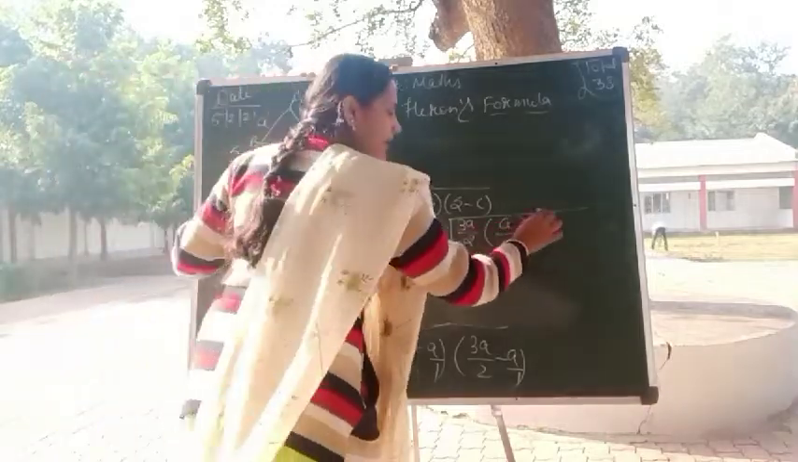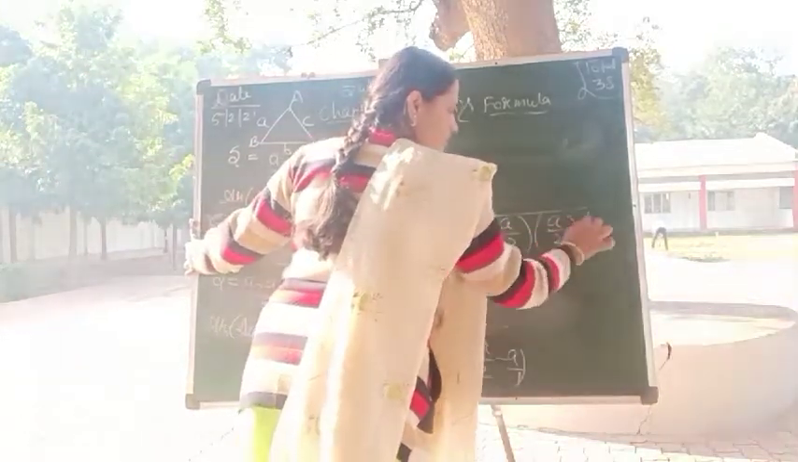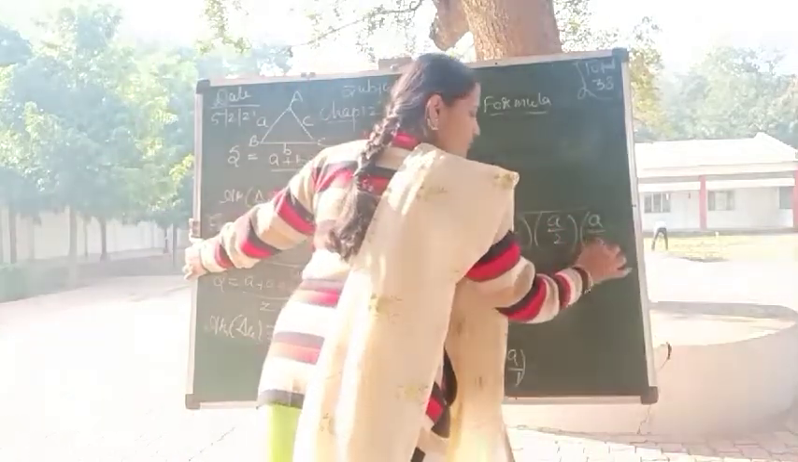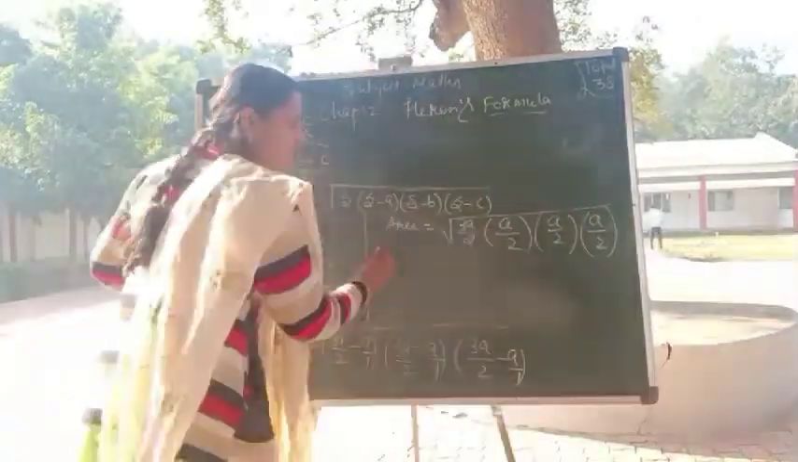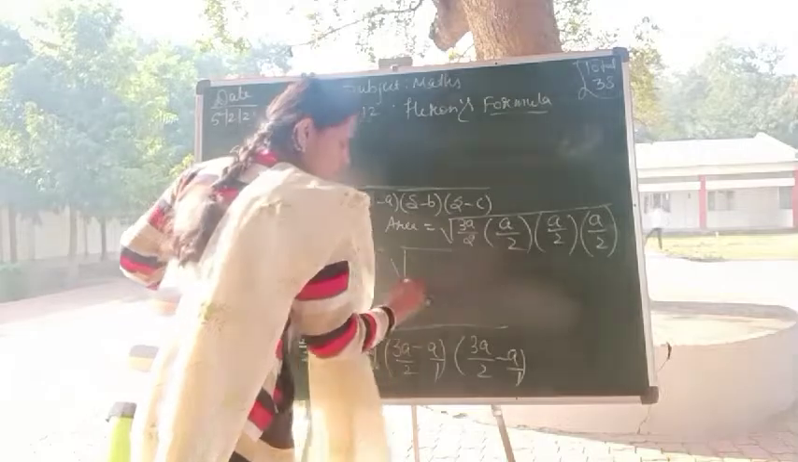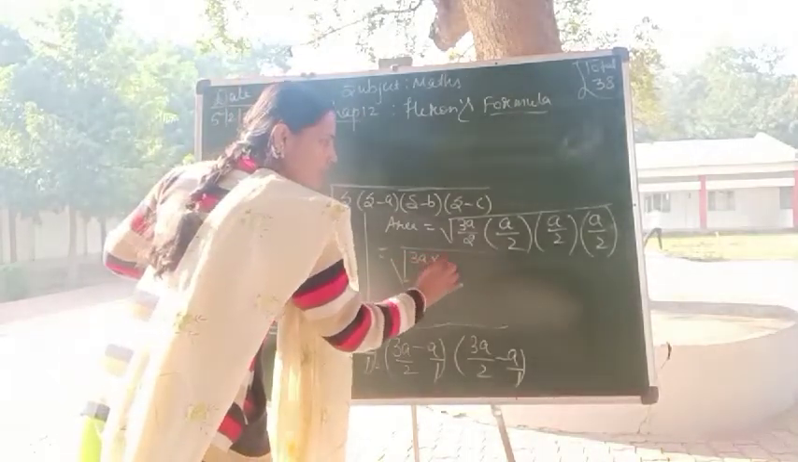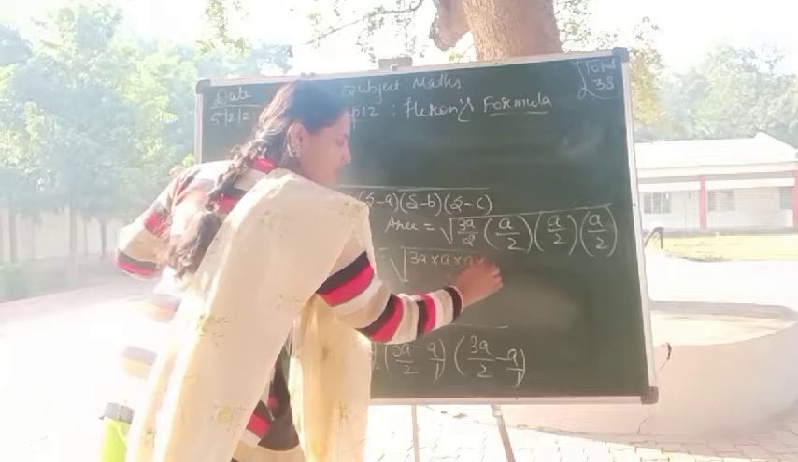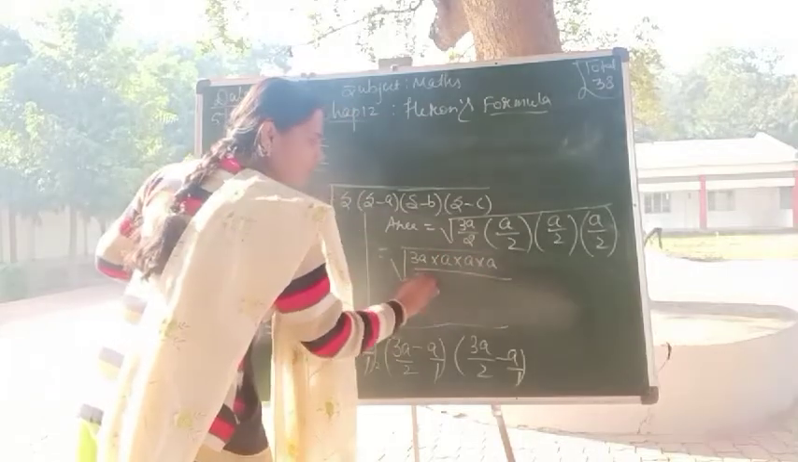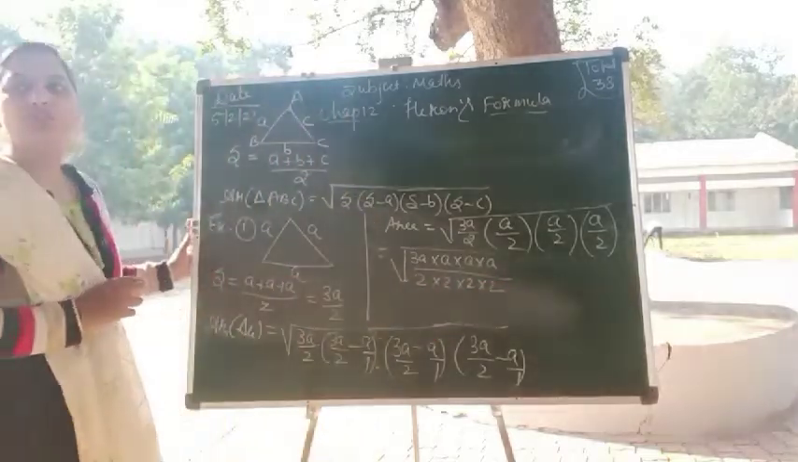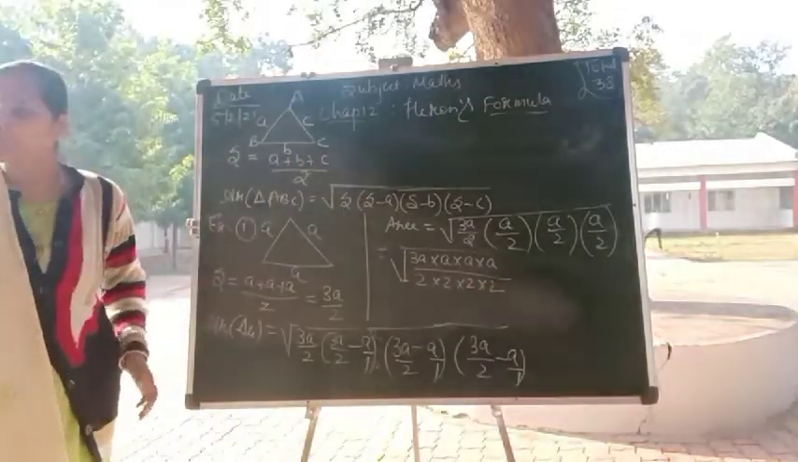Same, a by 2. Then the third one is same, a by 2. Afterwards, 3a by 2, 3a into a into a into a whole upon 2, 2, 2, 2. Now what I'll do? I'll make the pairs.